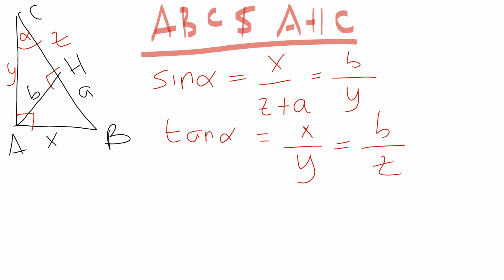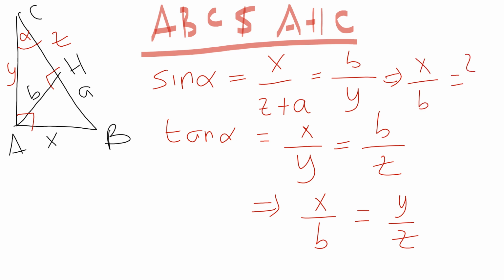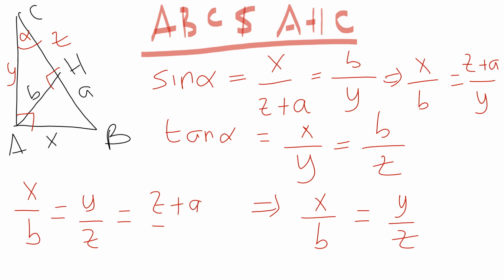Now from this tan alpha in this second equation, you realize that if I do X over B, it is going to give me Y over Z. Up here you realize that X over B is equal to Z plus A all divided by Y. So in essence, we are saying that X over B is equal to Y over Z, and it is still equal to Z plus A over Y. This is the conclusion we have made.